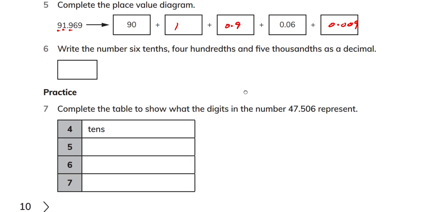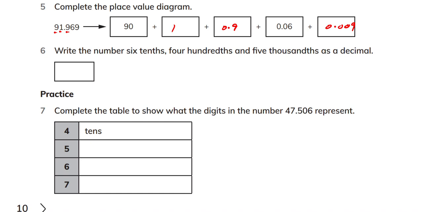Now in this case, write the number: 6 tenths, 400, and 5000 that decimal. Look, 6 tenths, 0.6. Then 500, it will come in the hundredth place. Sorry, 4. It is 400, 5000. Okay?